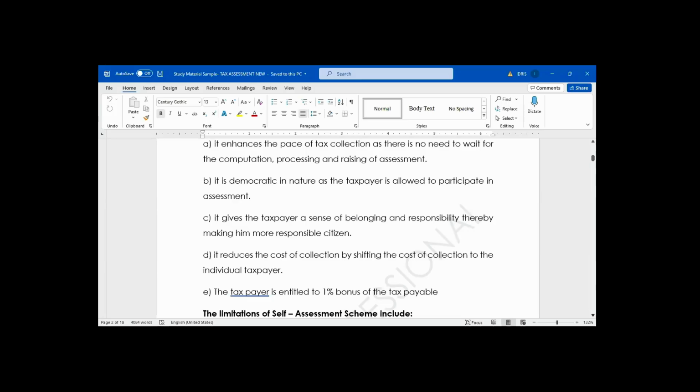Another one, the taxpayer is entitled to 1% bonus of the tax payable. So these are the benefits of self-assessment.